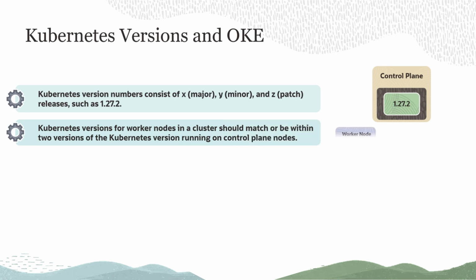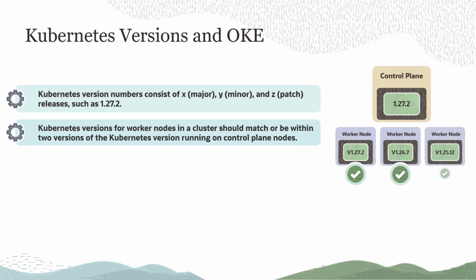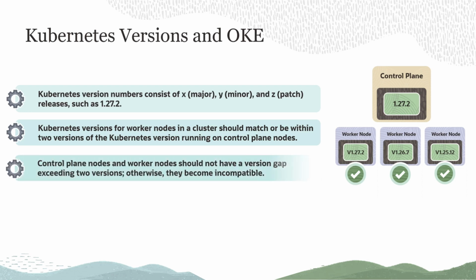It's worth noting that there is a relationship between the versions on worker nodes and control plane nodes. The Kubernetes version on the worker nodes can lag behind the control plane nodes by up to 2 versions, or 3 versions starting from Kubernetes version 1.28. However, exceeding this lag renders the version incompatible.